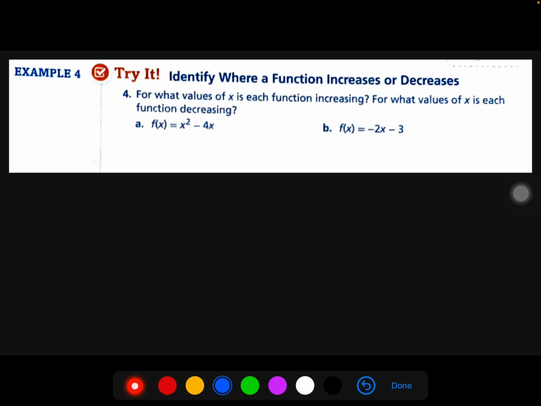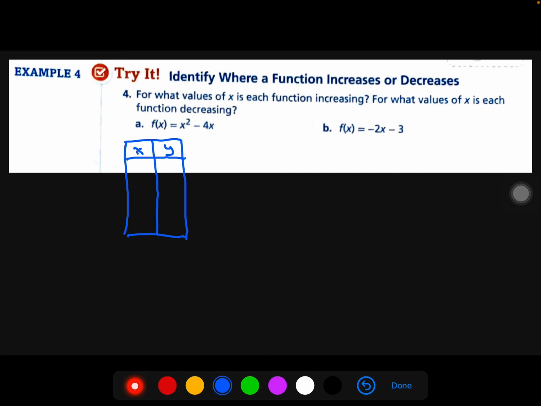Next, for what values of x is each function increasing? Increasing means going up. x squared minus 4x. Let's draw a little table this time. We found the last few graphically, so let's use a table this time. We've got x and y, inputs and outputs.